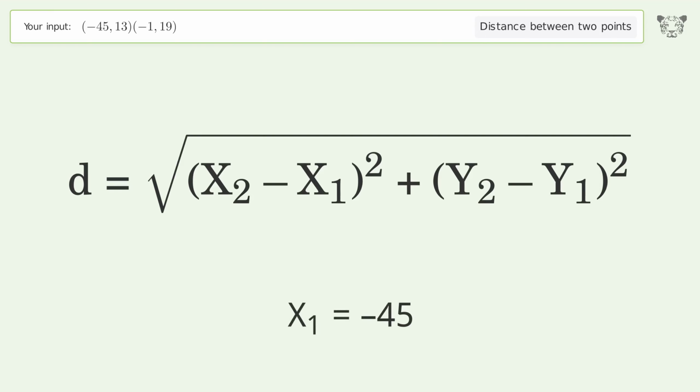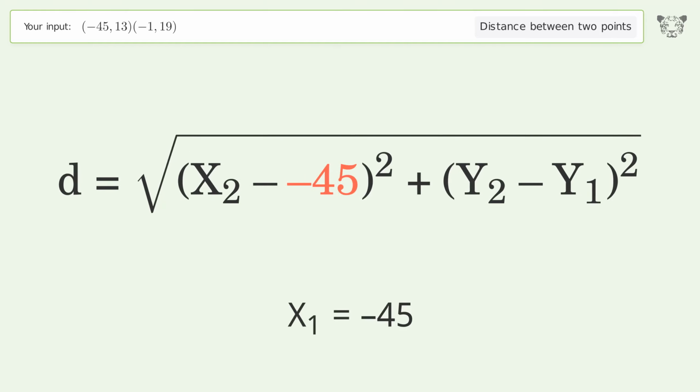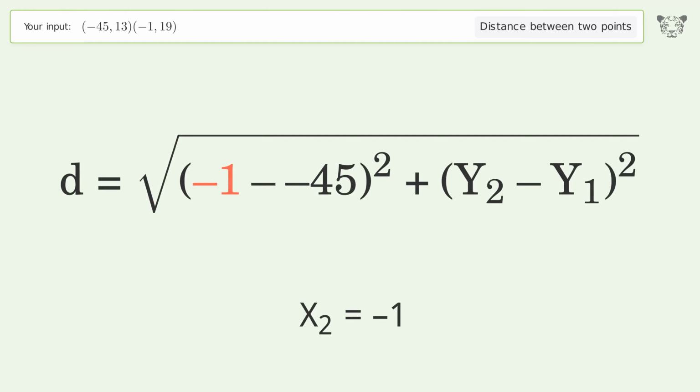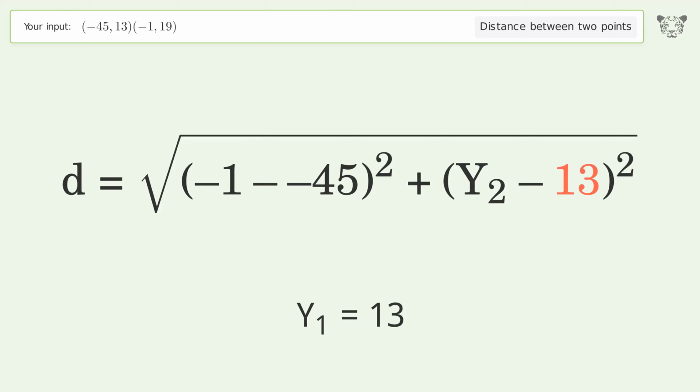x1 equals -45. x2 equals -1. y1 equals 13. y2 equals 19.